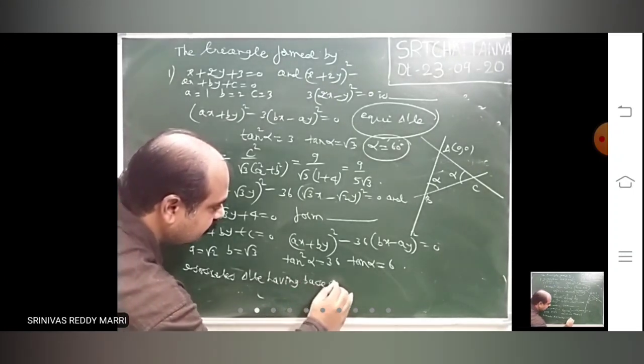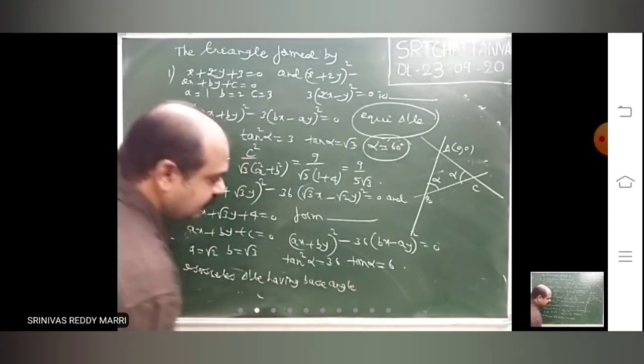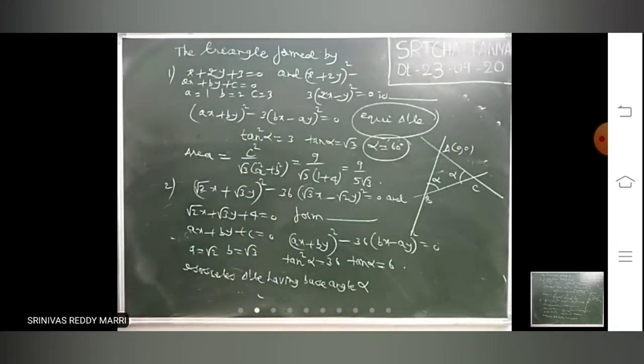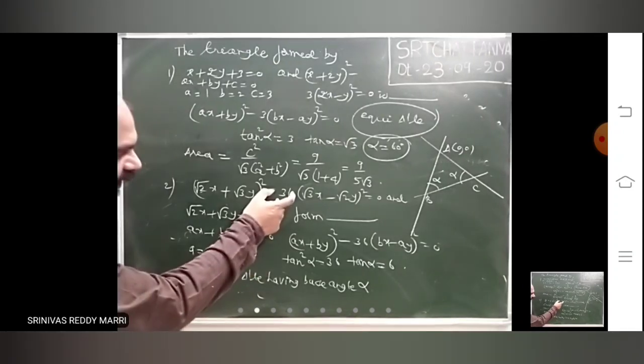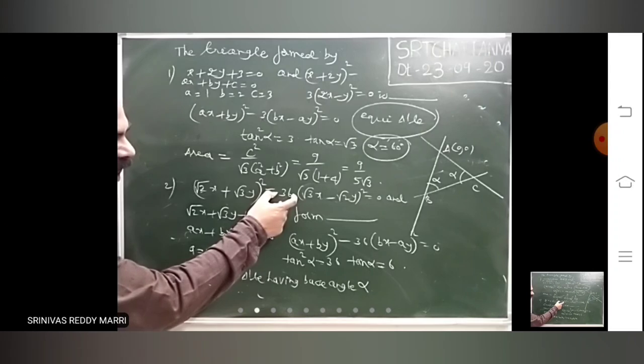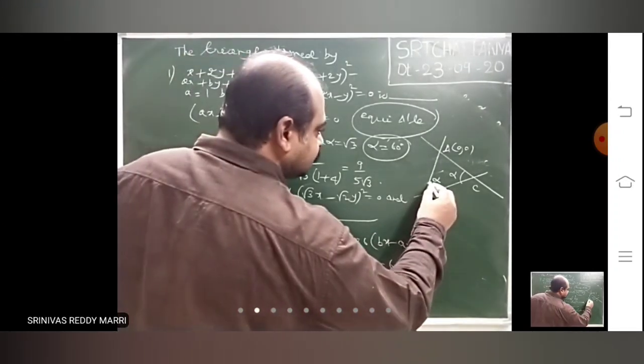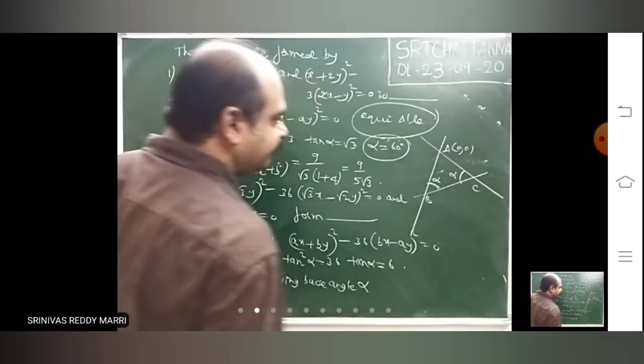Having base angle alpha, these will form an isosceles triangle having base angle alpha. Whatever it is here, that is tan square alpha. Tan square alpha equal 36. Tan alpha is what? 6. So this angle is alpha, this angle is alpha.